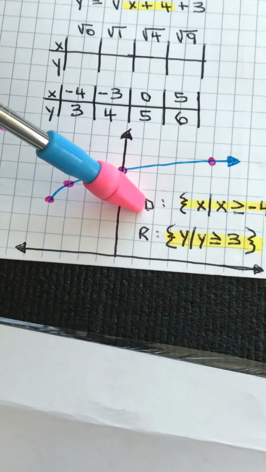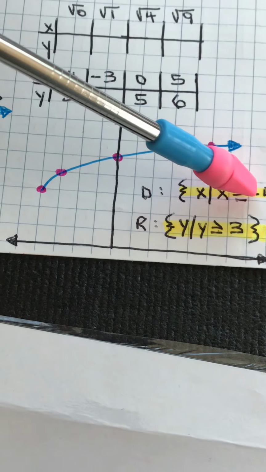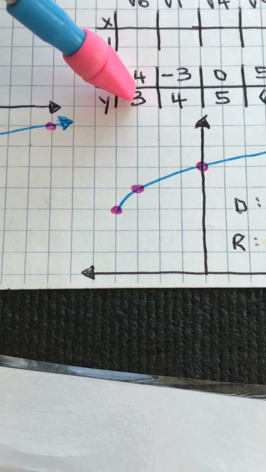My domain and range, D is domain, R is range. My domain and range come from these first two numbers on my table of values.